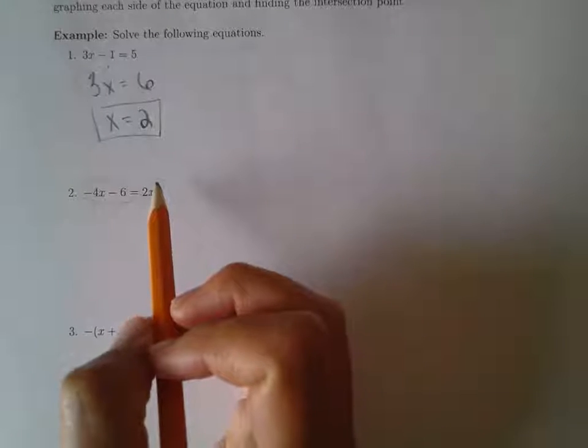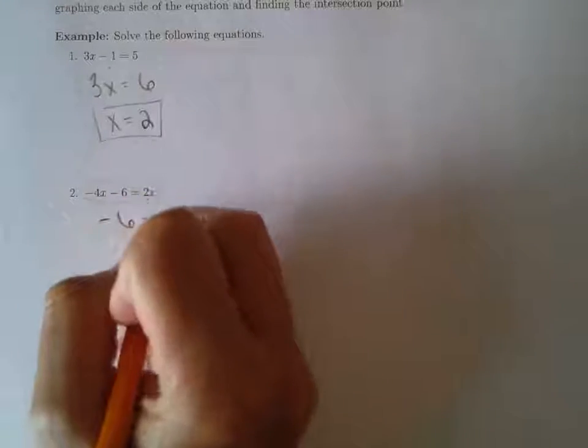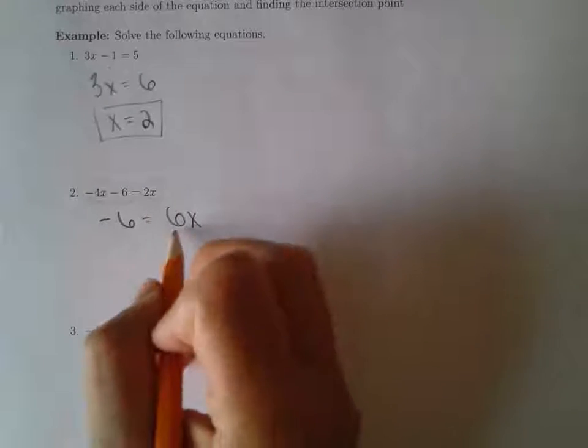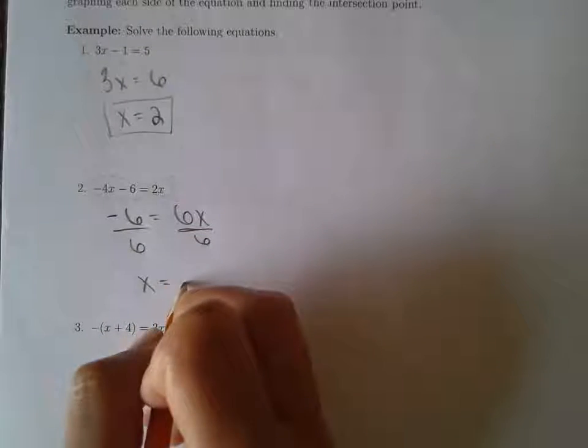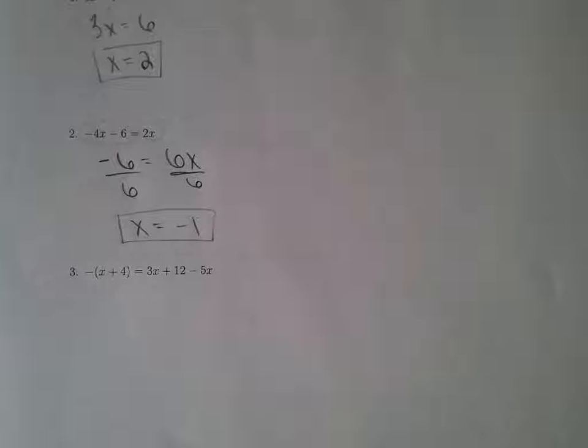So we first need to get all the x's together, so I'm going to add 4x to both sides. This would be minus 6 equals 6x. Then divide by 6 on both sides, which I'll go ahead and write out. So x equals -1. Okay, and then number 3, we have -x plus 4 equals 3x plus 12 minus 5x.